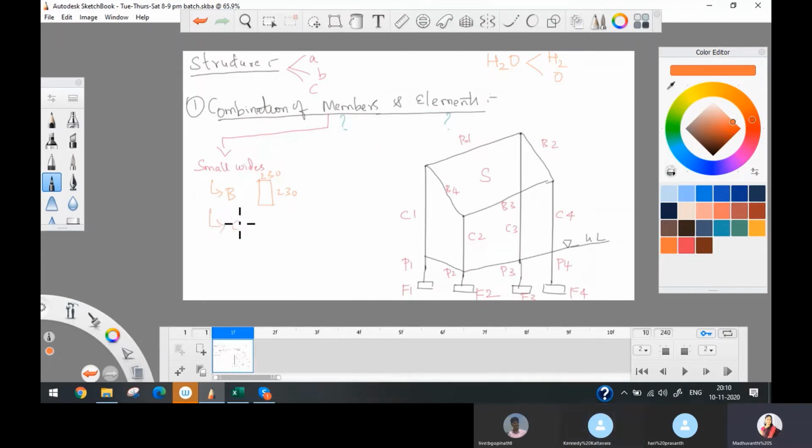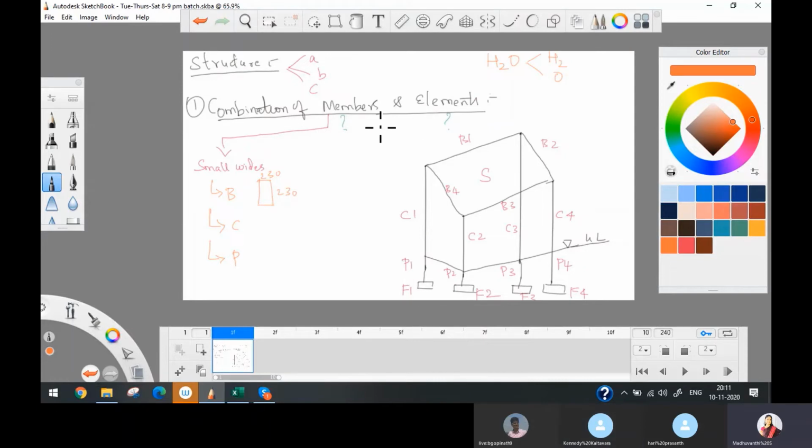Similarly, a column will be the same way, 0.3 by 0.3, less than 1 meter only. So a column also has a small width. Similarly, a pedestal is a small column type only. Small column we can say. So a pedestal also has a small width. So all these, beams, columns and pedestals, come under the member category.